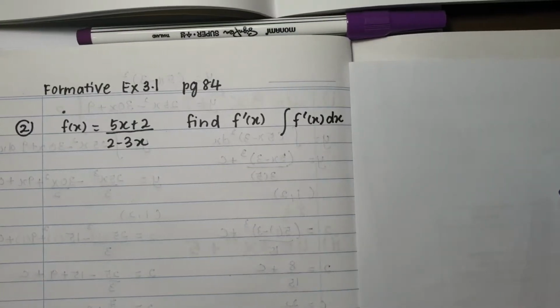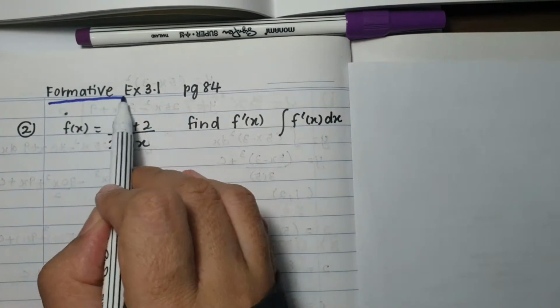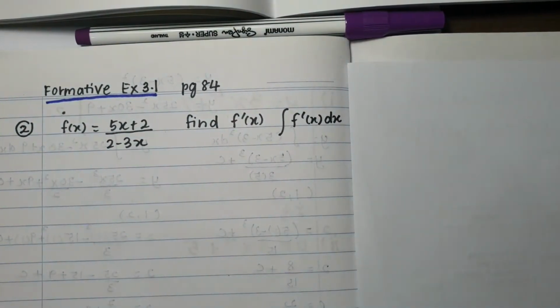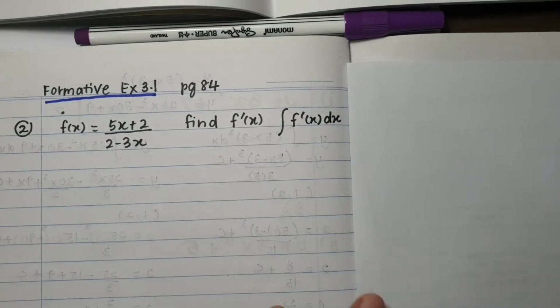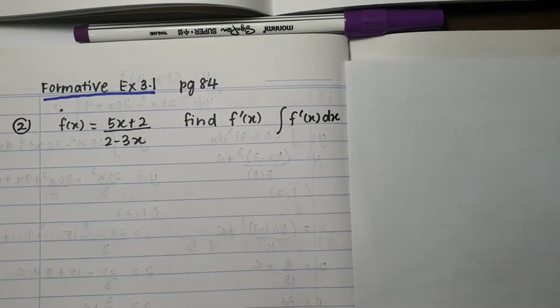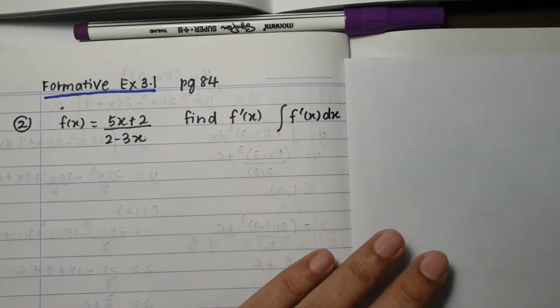Okay, let's see how to answer formative exercise 3.1 from your textbook. Question number 2. This one is the basic concept of integration, where you must understand that integration is the reverse process of differentiation. So the reverse process of differentiation is called integration.